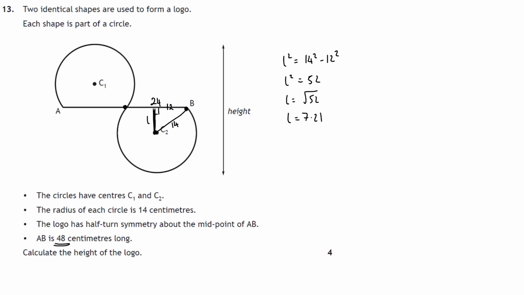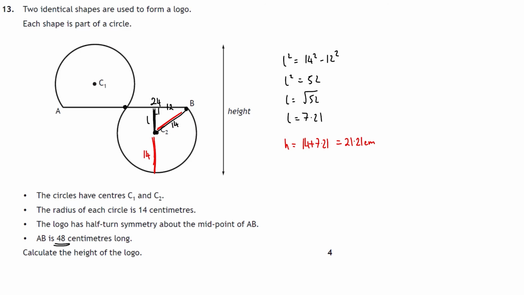Now, if we look at this distance here, 14, as the radius. This distance here is also the radius because it goes from the middle of the circle to the outside. So if this is 14, this is 14. So the height of one of these part circles is 14 plus 7.21, which is 21.21 centimeters. But that's the height of only one of them.